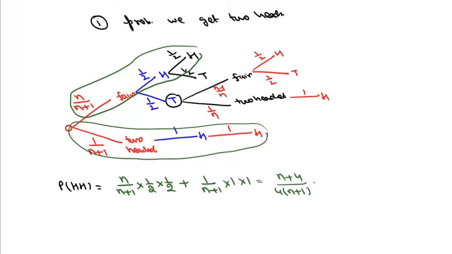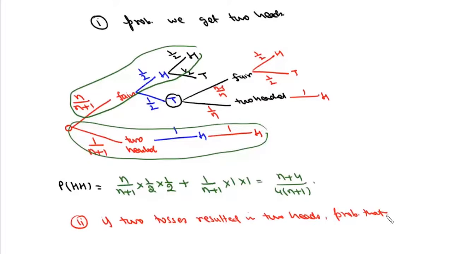And if it is a Bayes theorem question, it will say: if two tosses resulted in two heads, find the probability that the first coin tossed was a two-headed coin.